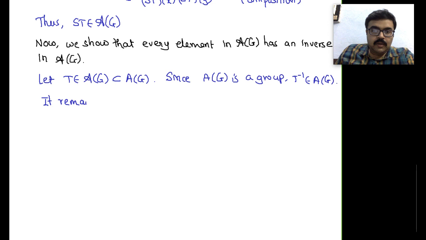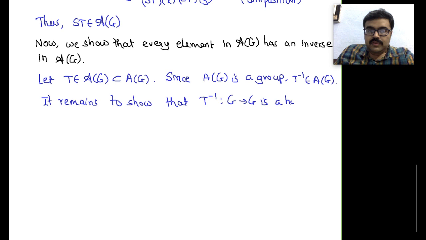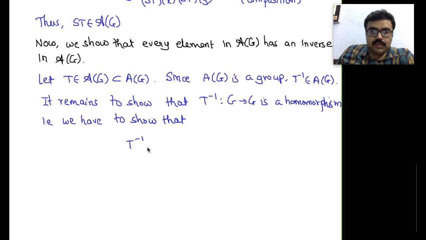So it remains to show that T inverse from G to G is a homomorphism. Right? So that is, what we have to show is T inverse of XY equals T inverse X, T inverse Y for every X, Y in G. This is what we have to show.